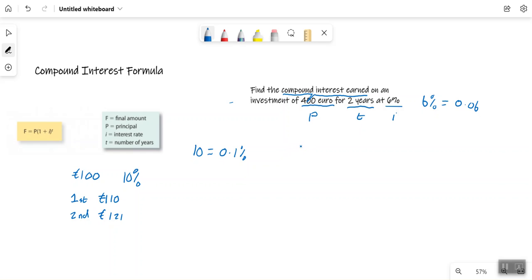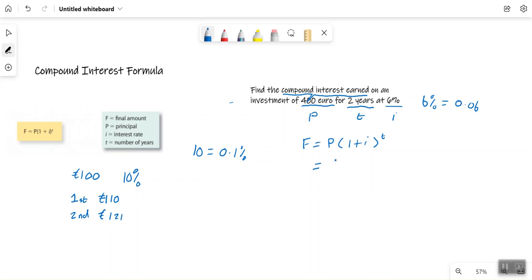So what we can do then is we can take our formula and write out the compound interest formula. F is equal to P times 1 plus the interest, and the interest is in decimal form, all raised to the power of t. Now we can take the values from the question and substitute them into this formula. We're trying to find F, the final amount.